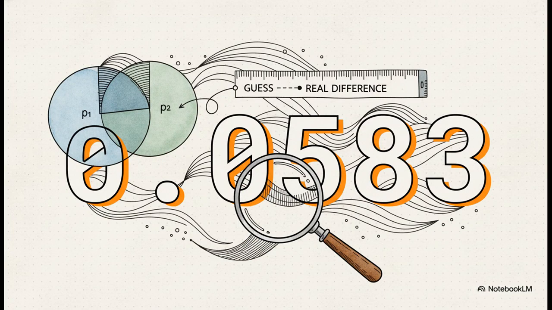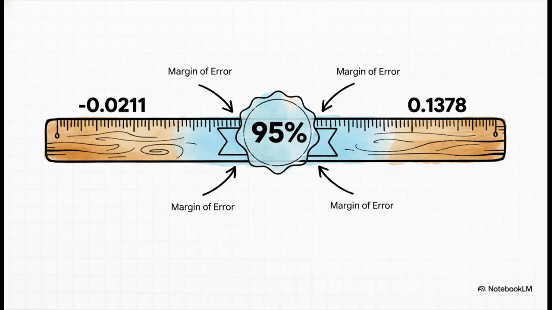It all starts with the simple difference we saw in our samples. Remember? It was about 5.8 percentage points. That's our single best guess, what we call our point estimate for the real difference out there in the world. But of course, one guess is never enough, so our formula then builds a margin of error, kind of a buffer, around that guess. And that gives us our final range. We can now be 95% confident that the true difference is somewhere between -2.1% and positive 13.8%.